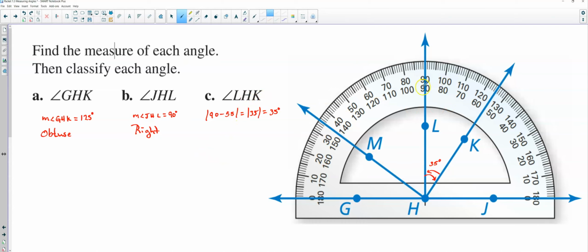What happens if I use the outer scale instead? Well, it'll be the absolute value of 90 minus 125. Notice that that will give me the absolute value of negative 35, which in this case, remember, absolute value makes it positive, so that would be 35 degrees. Either scale you use, it will still give you the exact same measurement. So the measurement of angle LHK equals 35 degrees.